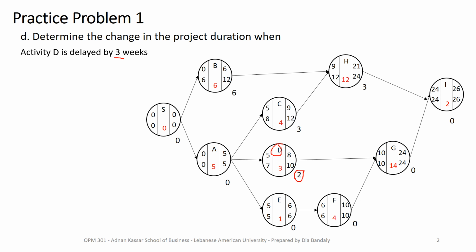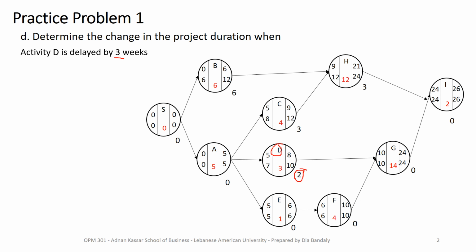So I can see that the slack time is less than the delay that will happen, which means what? Which means with a delay of 3 weeks for activity D, the project will be delayed not by 3 weeks, but by 1 week, right? 3 minus 2.